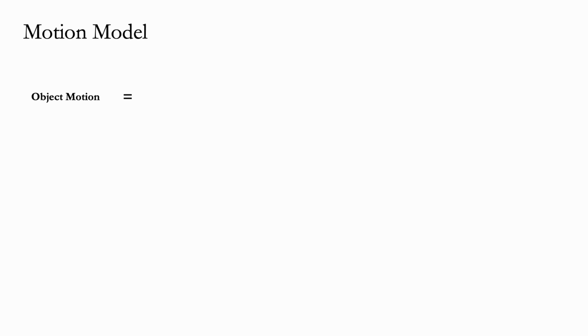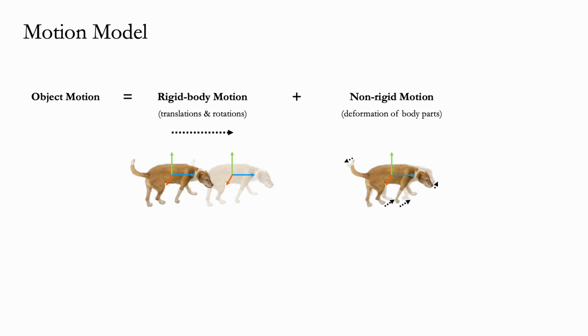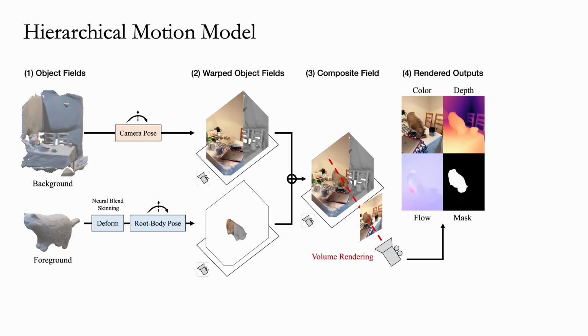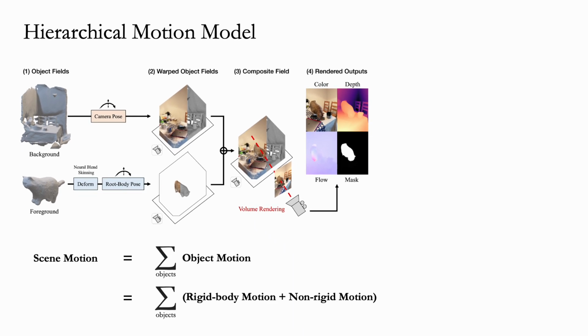Crucially, to scale reconstruction to long videos, Total-Recon further decomposes object motion into rigid body motion, which represents object translations and rotations, and non-rigid motion, which represents the deformation of body parts in object space. Our experiments show that explicitly factoring out the rigid body movement from object motion is crucial, as without it, our method fails to converge entirely. All in all, Total-Recon adopts a hierarchical motion model, which represents scene motion as a composition of individual object motions, each of which is further decomposed into rigid body and non-rigid motions.